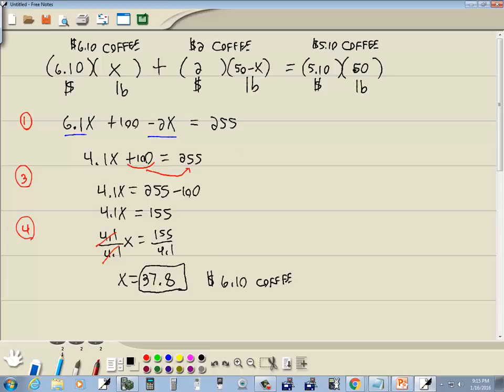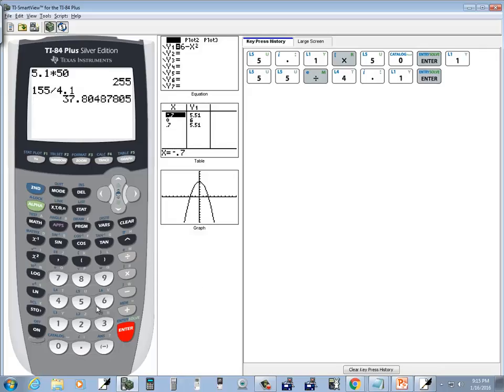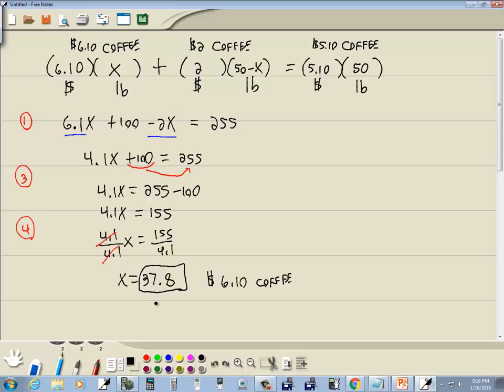Now, since it has to add up to 50, if I do 50 minus 37.8, that gives us 12.2. If you're wondering where does he get 50 minus? Well, look at what this is. The $2 coffee is 50 minus X. And this is the $2 coffee, rounded 2 decimal places, although these only go to 1. So those would be our 2 answers for this problem.